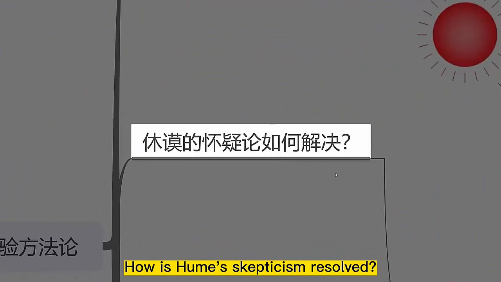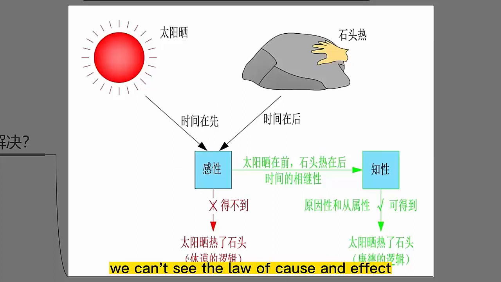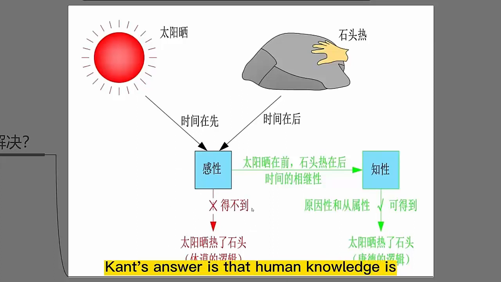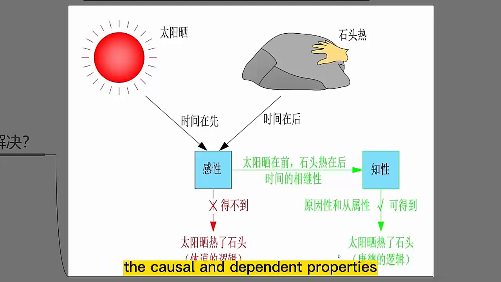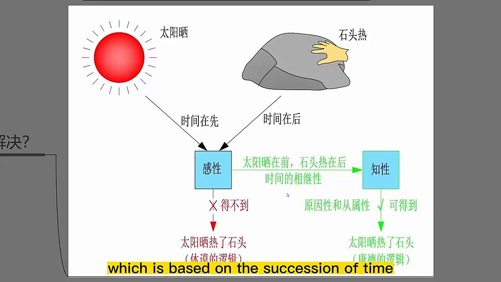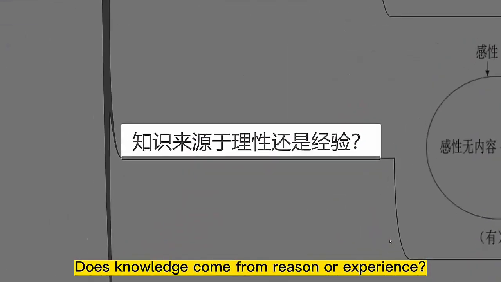How is Hume's skepticism resolved? The sun is blazing, the stone is hot, this is what we see, but Hume said that we can't see the sun leading to stone hot, that is, we can't see the law of cause and effect. Kant's answer is that human knowledge is composed of sensible ability and understanding ability, and we cannot see the causal law in the sensible ability, but the causal law comes from our understanding, that is, the causal and dependent properties in the relational category, which is based on the succession of time, and the causal law is added by us humans.